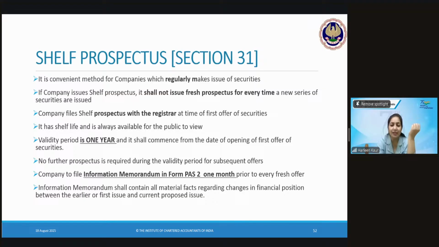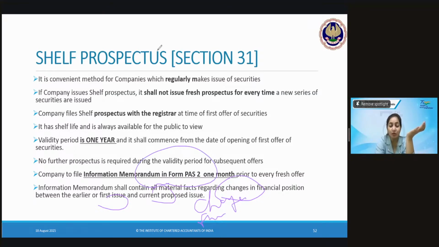Information memorandum shall contain all the material facts regarding changes in the financial position between the first issue and the current proposed issue. So that was all the charges that have been created in between, all the financial information that has changed, and anything else that has changed shall be disclosed in the information memorandum. And here comes your PAS 2 form.